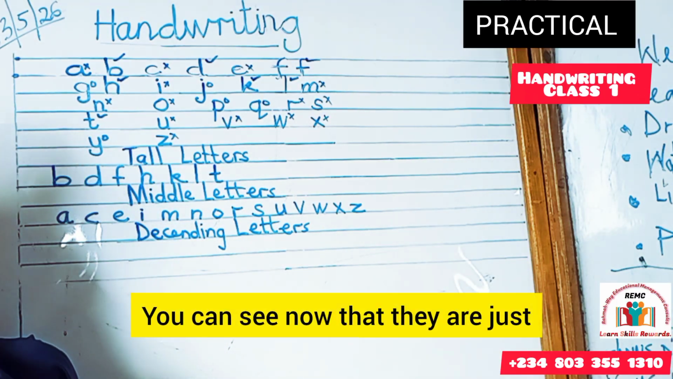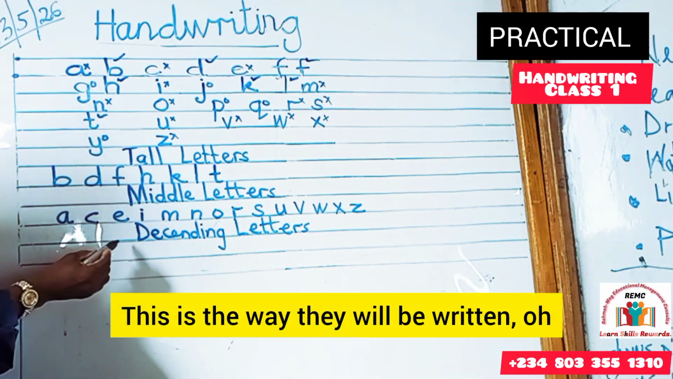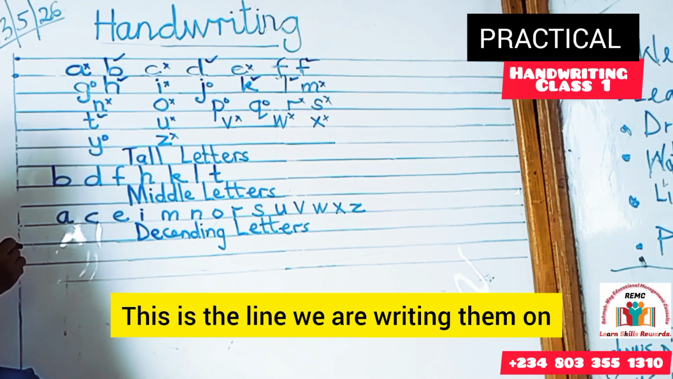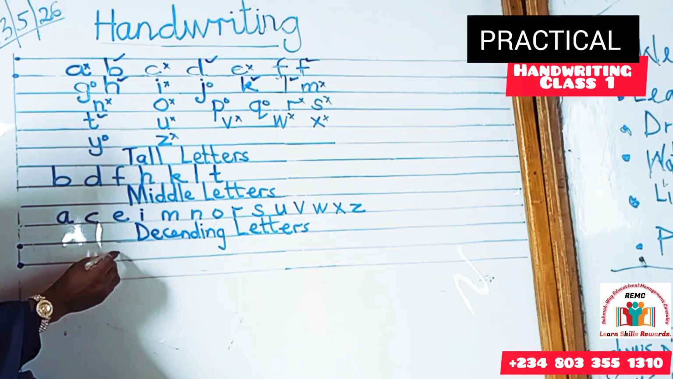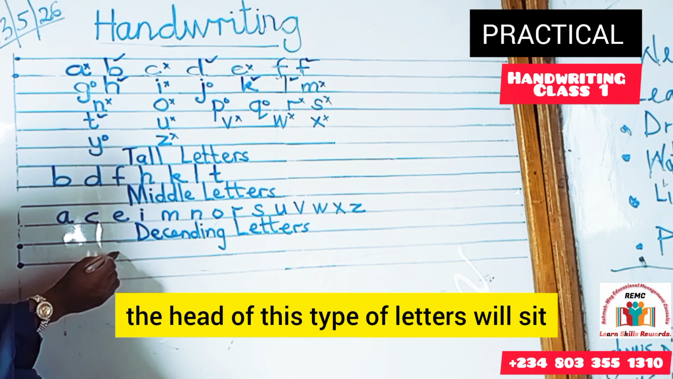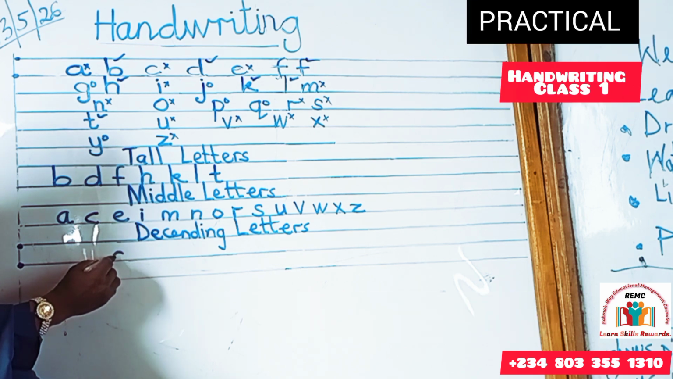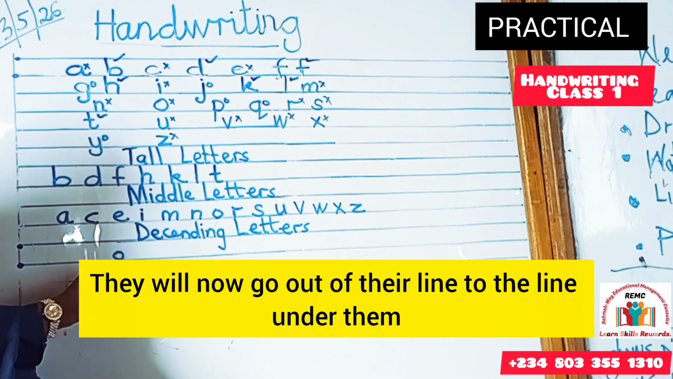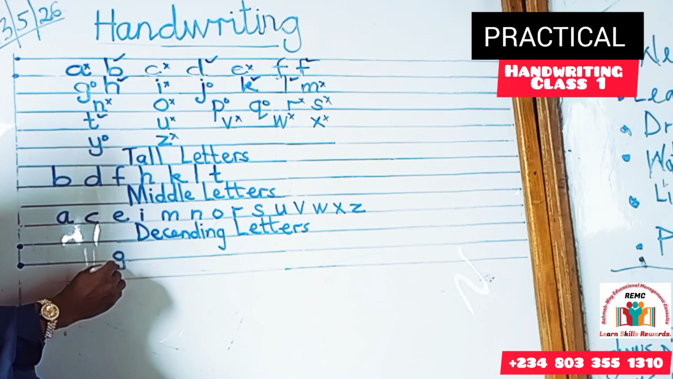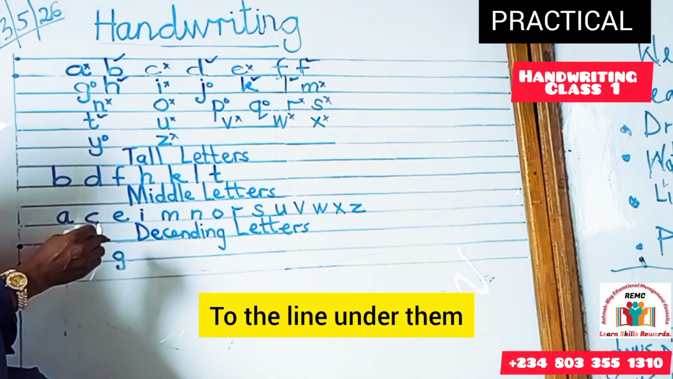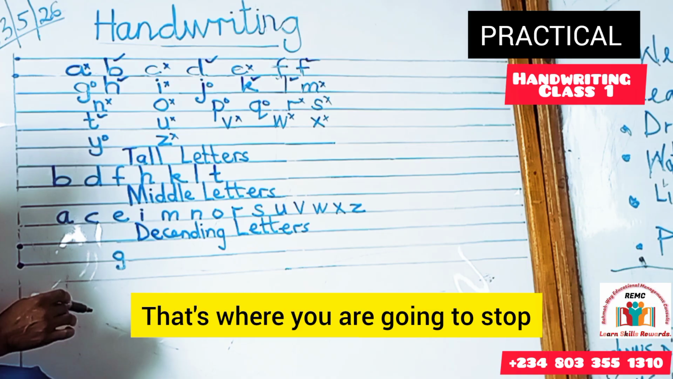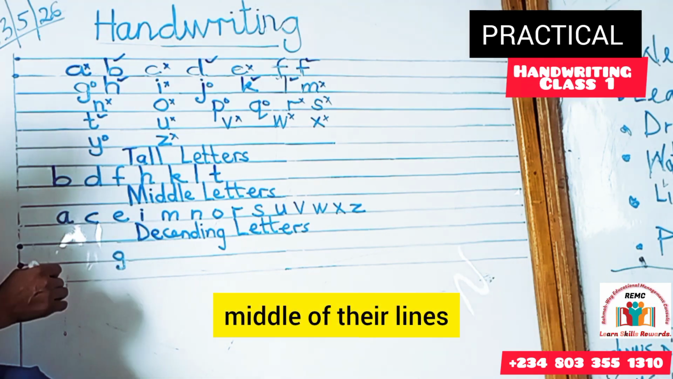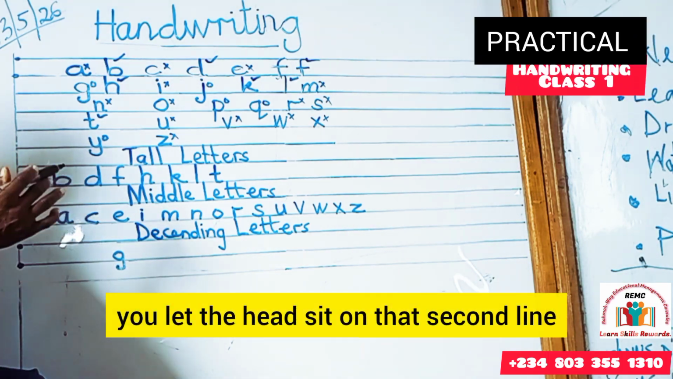You can see now that this is the way they will be written. They have a head. This is the line we are writing them on. So the head of this type of letter will sit on the second line. You start writing it from the middle of that space, then the head will sit on that line. They will now go out of their line to the line under them, and you're done with the writing. To the line under them, but the middle of the line under them. That's where you are going to stop, because you are starting from the middle of their lines as well. You write the head, you let the head sit on that second line.